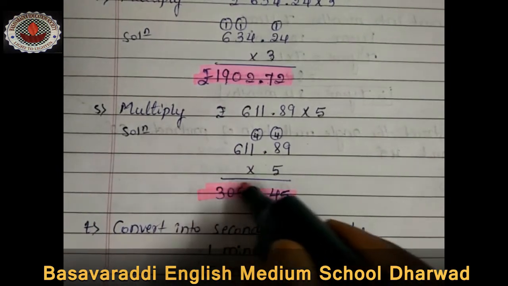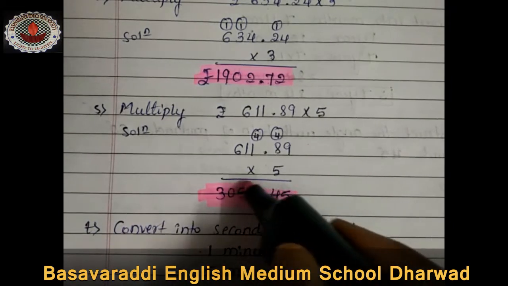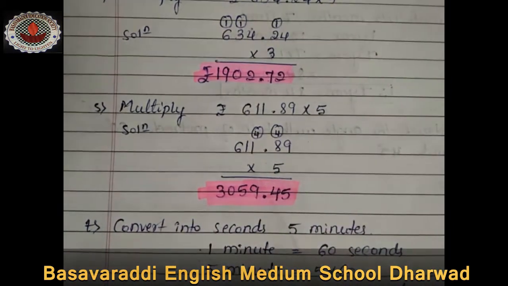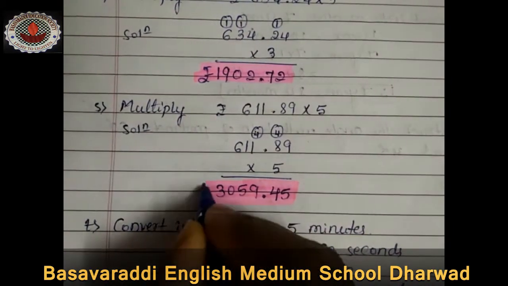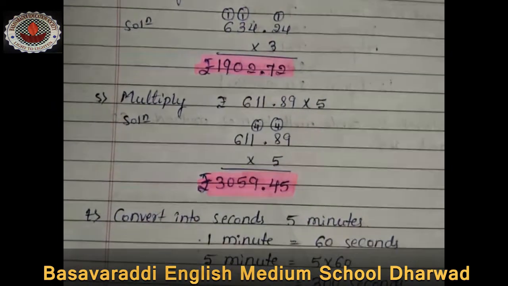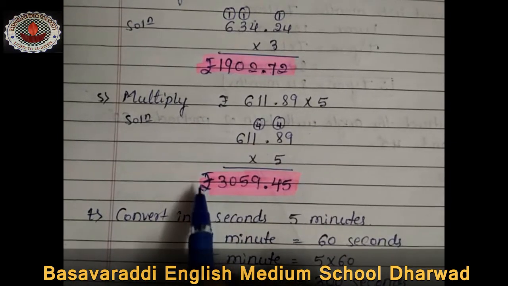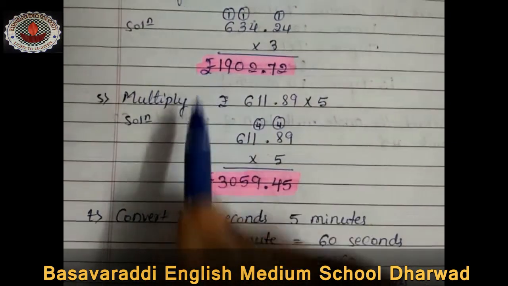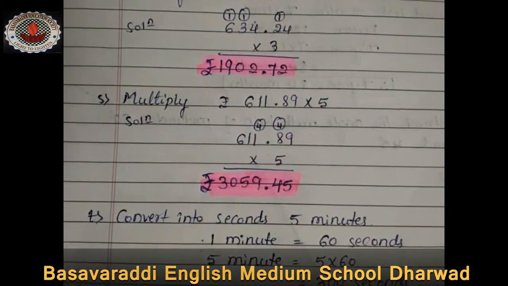Yes, what is the product? The product is 3059 rupees 45 paise. So you have to insert the symbol of the rupees. That is must and should.